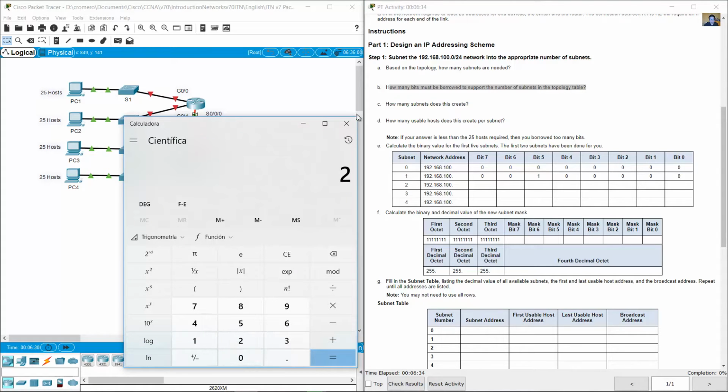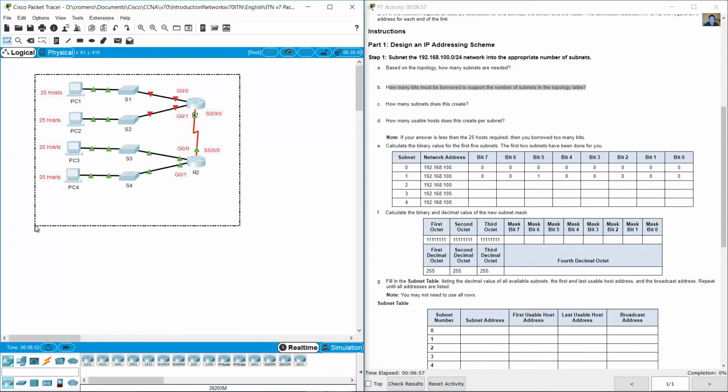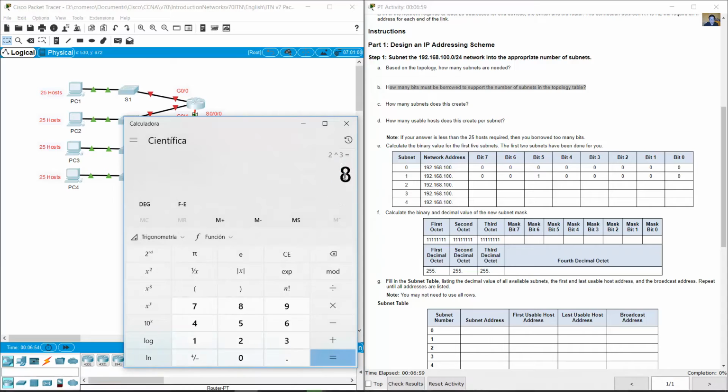2 is the base for the binary system, power 2: 4 subnets, not enough. 2 power 3: 8 subnets, and 8 subnets support the requirement. You need 5 subnets, so 8 covers that requirement. But the answer is 3 borrowed bits.